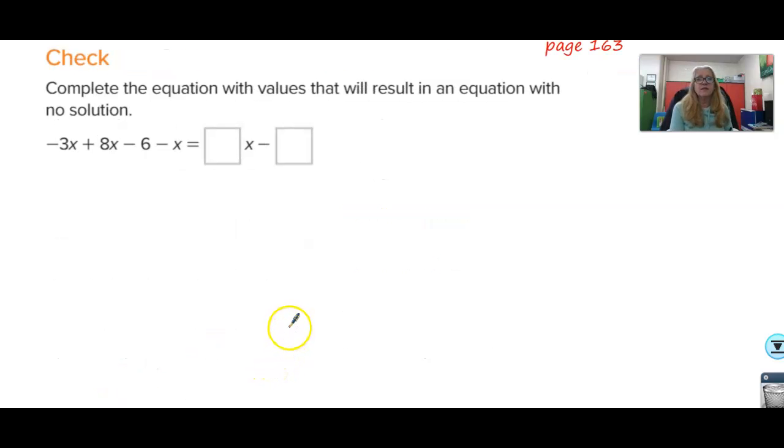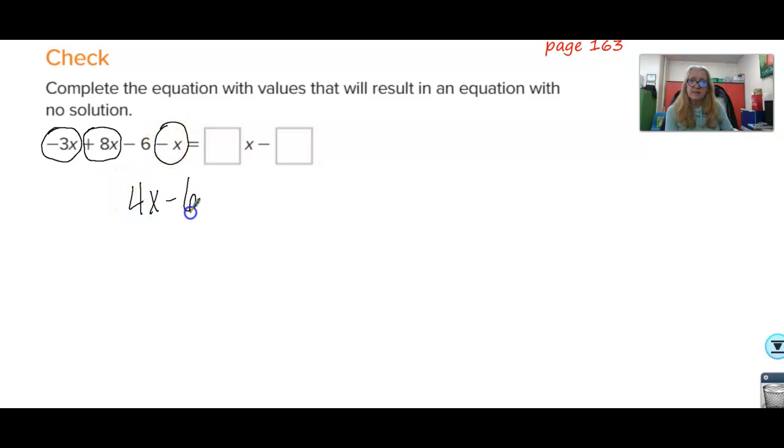Complete the equation with values that will result in an equation with no solution. Okay. On the left-hand side, we need to do some simplification here. We have got 3 variable terms. Holy cow. Negative 3 plus 8 is 5, and 5 minus 1 is 4. So this is 4x minus 6.